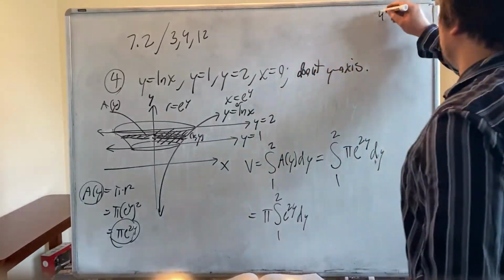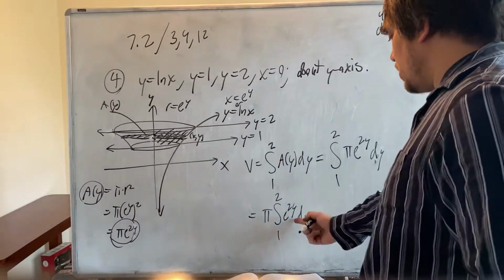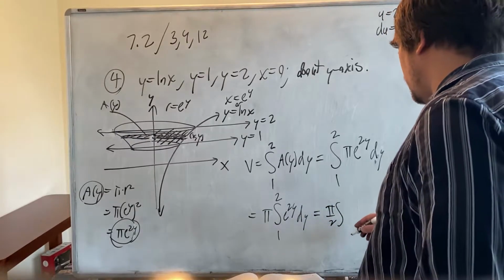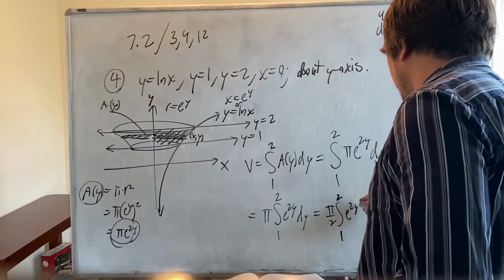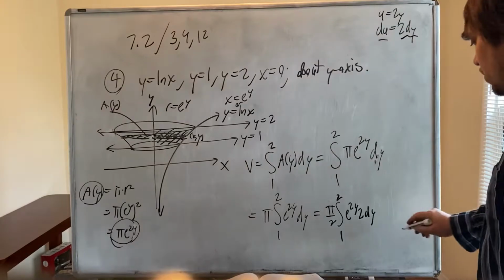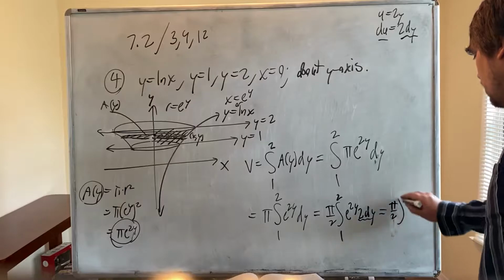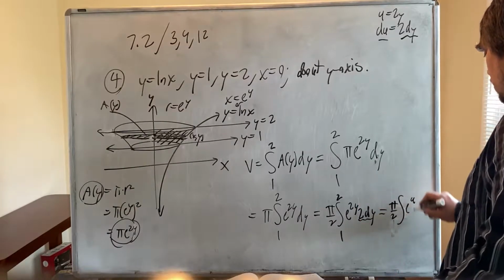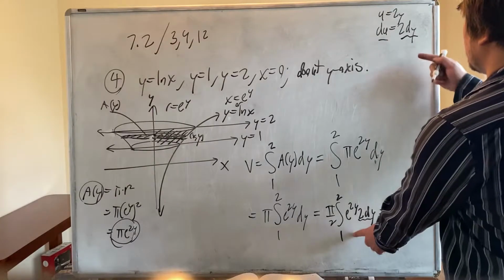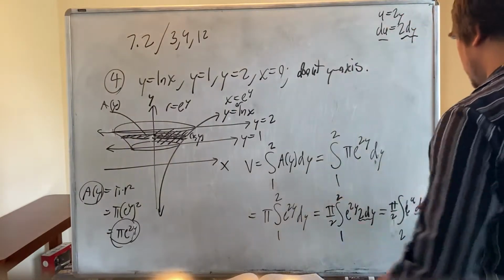So I'm going to let u equal 2y. du is equal to 2 dy. I'm missing a 2 here, and so I'm going to put a 2 in front, a 1/2 outside, and a 2 inside. So I put a 2 here and a 1/2 there. 2 dy is du. So that's du. And so this is pi over 2 times the integral of e to the u du. And so when y is 1, u is 2. When y is 2, u is 4.